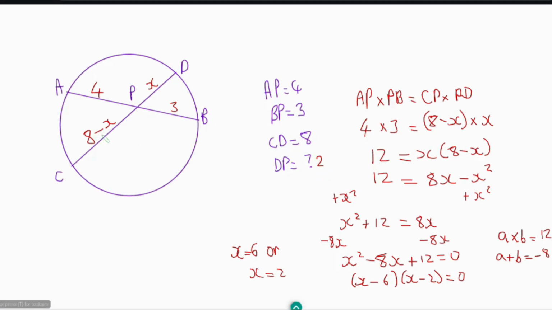CP would be 6. So it could be either, X could be 6 or 2 there. It just looks like that's the bigger length there, 6 and 2.